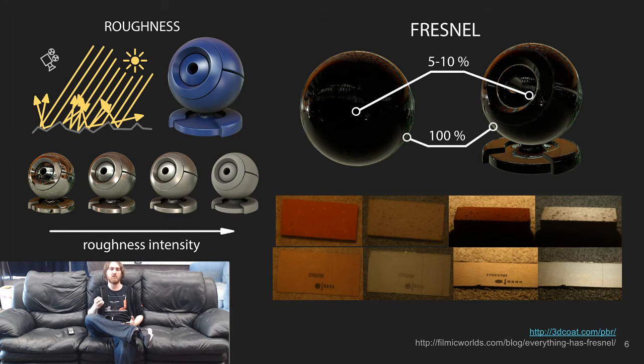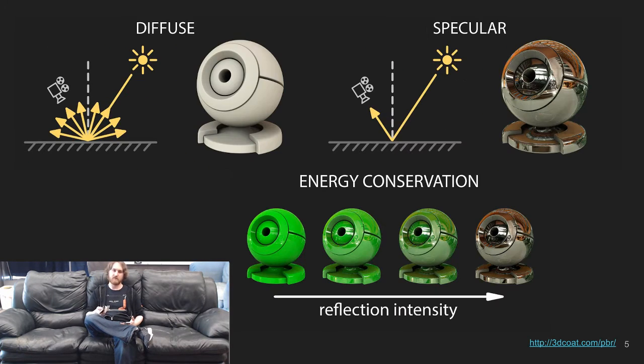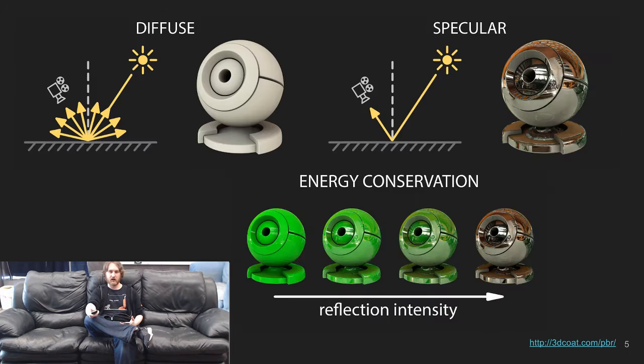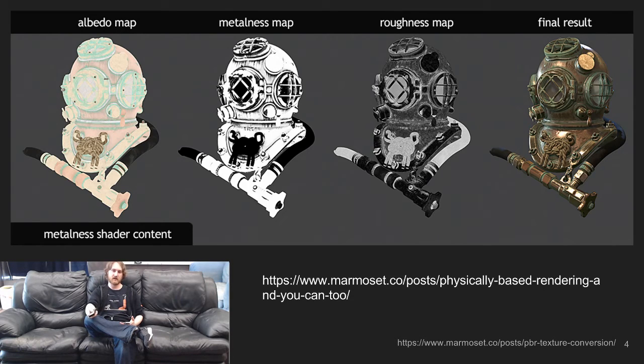And so even if you have a really rough surface, even if you have a very diffuse surface and not so much of a specular surface, you still have Fresnel. You still are bouncing light at oblique angles. And that's how you get these metalness maps and the roughness maps.